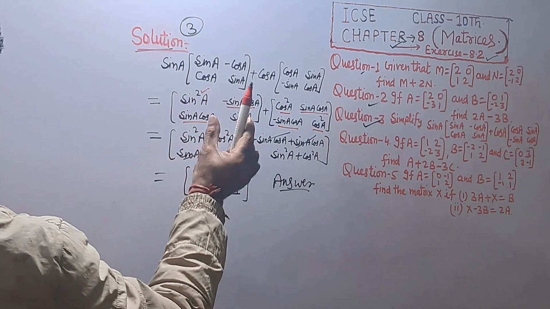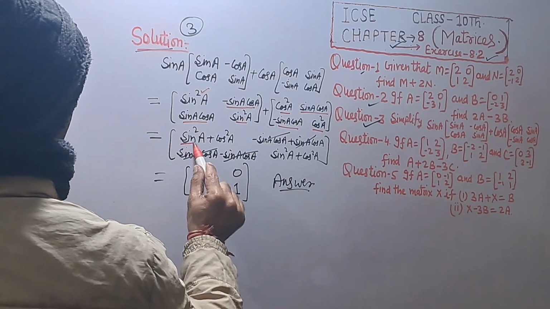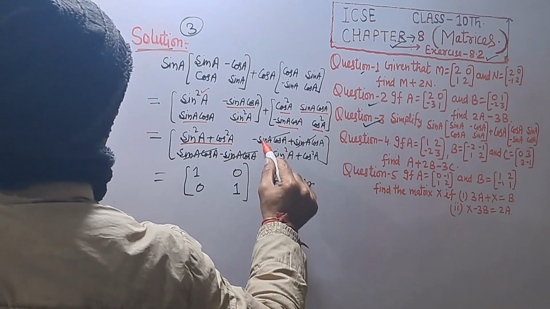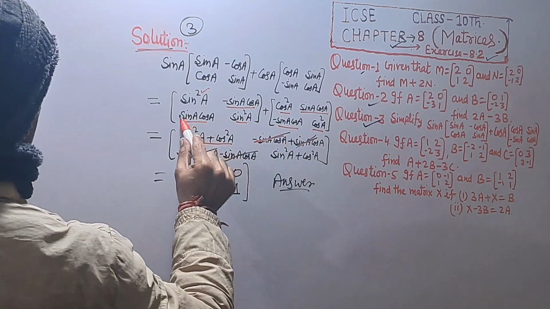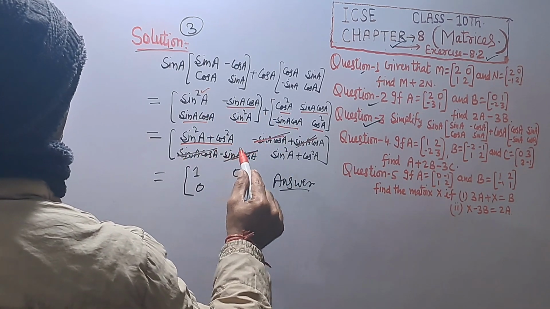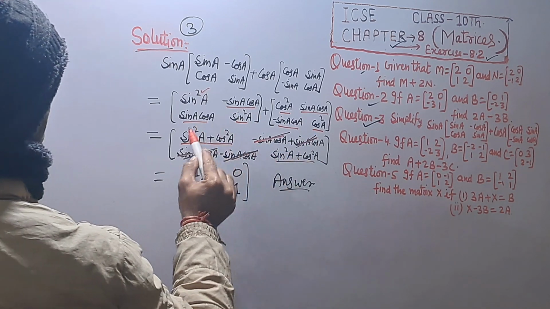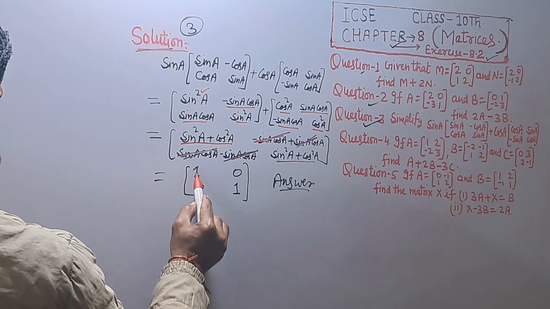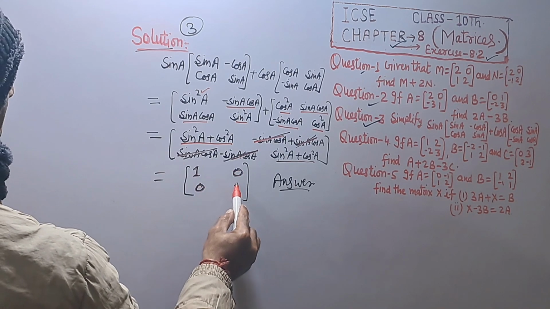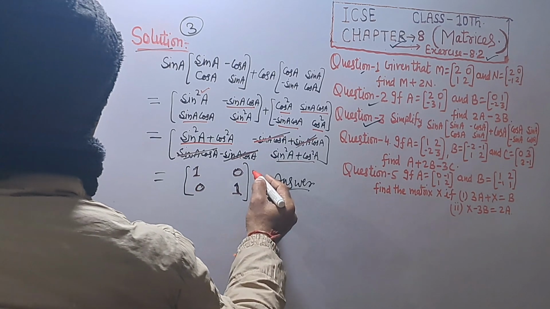So sin square A, that is addition of matrices, sin square A plus cos square A, and minus sin A cos A plus sin A cos A, this will be 0. Sin A cos A minus sin A cos A will be 0, and sin square A plus cos square A is equal to 1. Sin square A plus cos square A is 1, and this is 0, 0, 1. That is the unit matrix, the identity matrix. Answer.